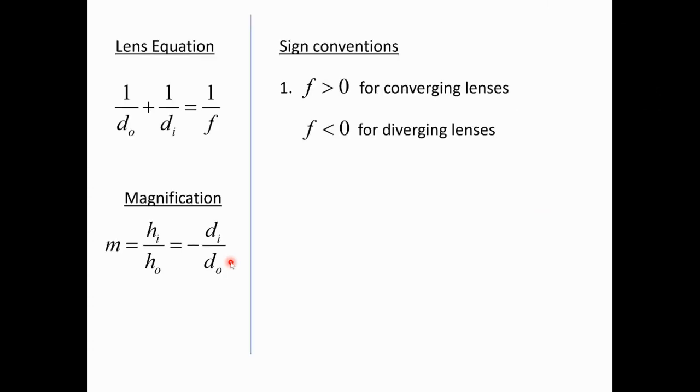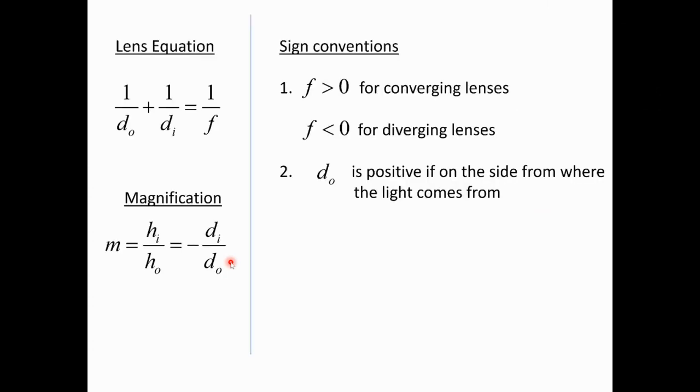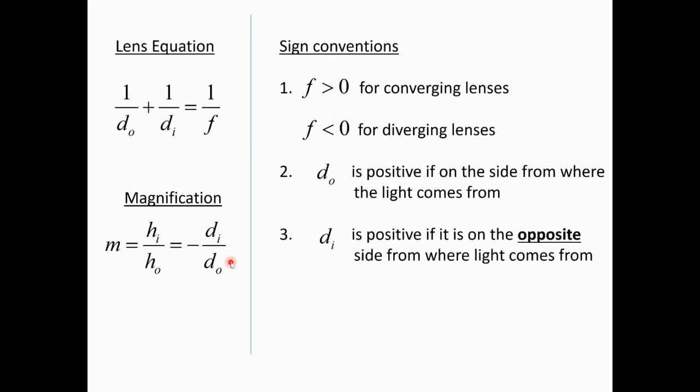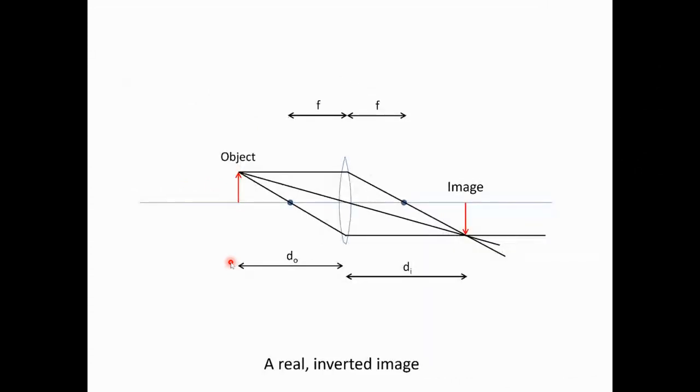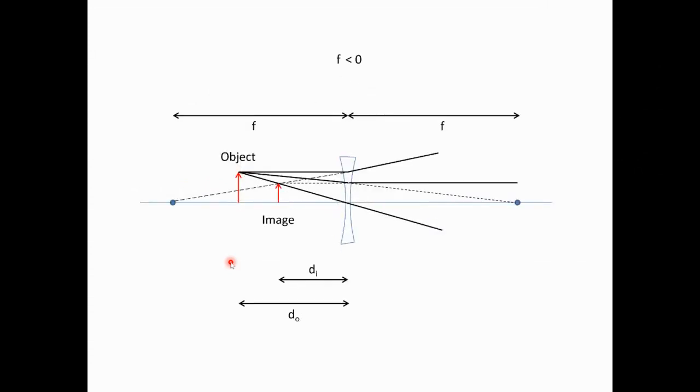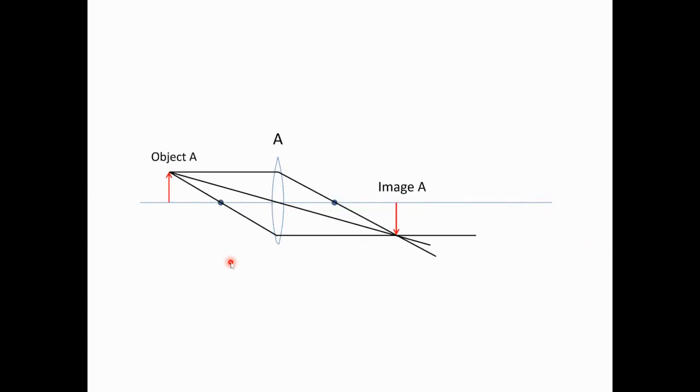All right, so same equations, and I already told you what the sign conventions are. The only strange thing is it's possible to have a negative object distance. And this comes about when you have combinations of lenses.